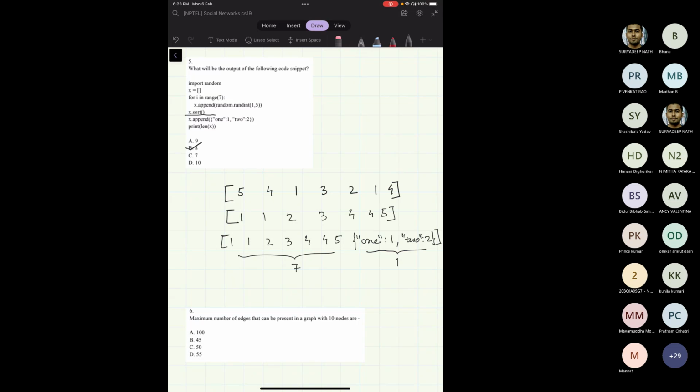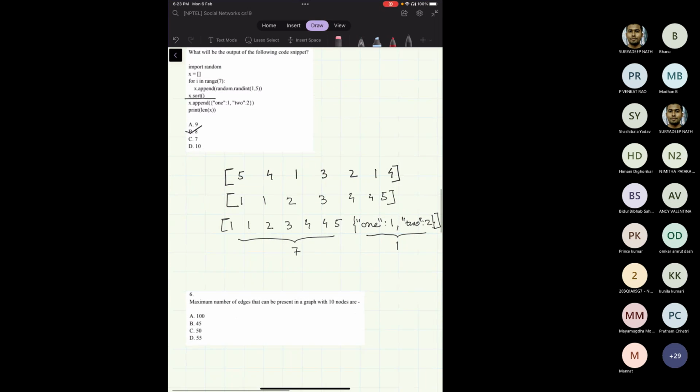And then the sort statement sorts this array or a list, and then there are 7 elements in this. And then when this append statement comes, what this append statement is doing is adding one dictionary to the already existing list of 7 elements. But the dictionary is added as only one element and not as 2 elements. So the length of the list will remain as 8 and not 9.